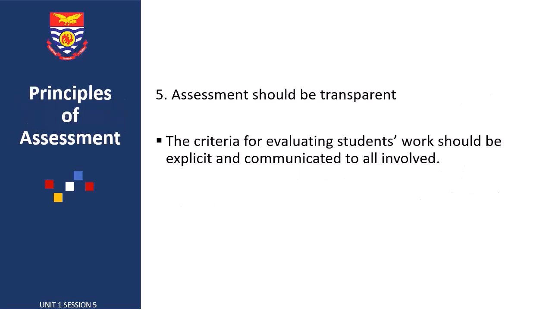Another one, point 5, is that assessment should be transparent. The criteria for evaluating student work should be explicit and communicated to all involved. You need to be clear what type of work or response receives a perfect score, what work will receive a low score, and so on. Don't communicate to only one or two students, maybe from your home, your brother, your sister, your siblings, then give them the question and tell them something different from the entire class.